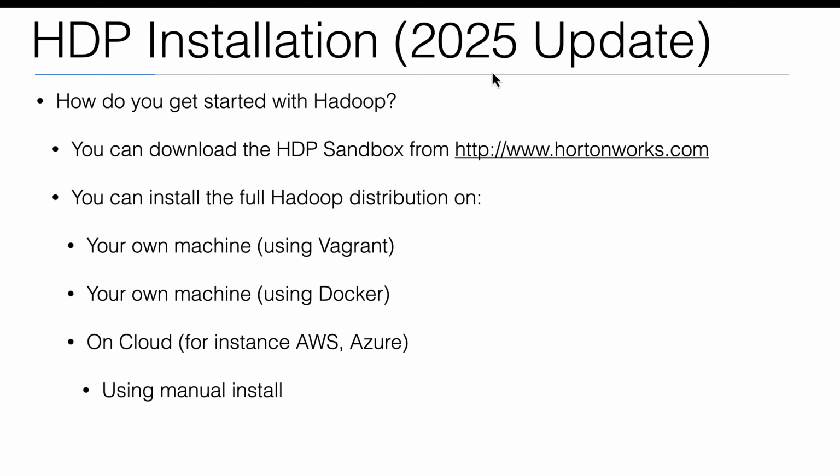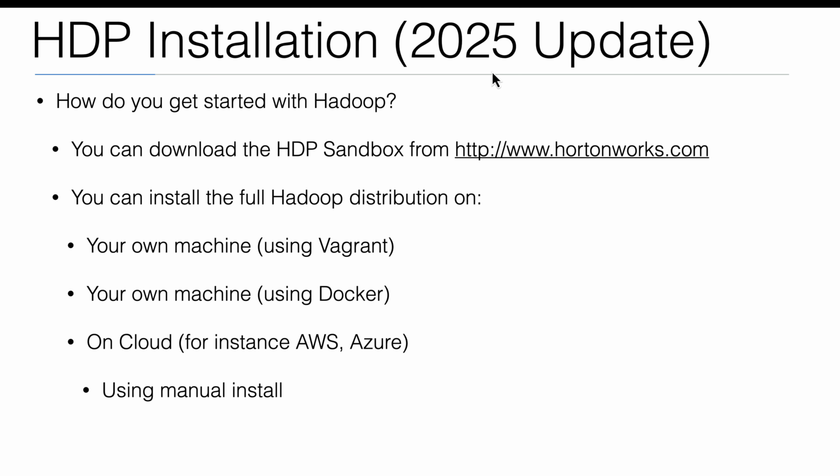This is a re-recording of the installation lecture and demo because some things have changed over the years, and there is a different way of installing a Hadoop distribution on your local machine using Docker or Vagrant and Docker that I want to explain in this lecture. The original lecture is still here. It's the next lecture after this one, but you can skip this one if you can install Hadoop using this new method. So this is the Hadoop installation 2025 update.